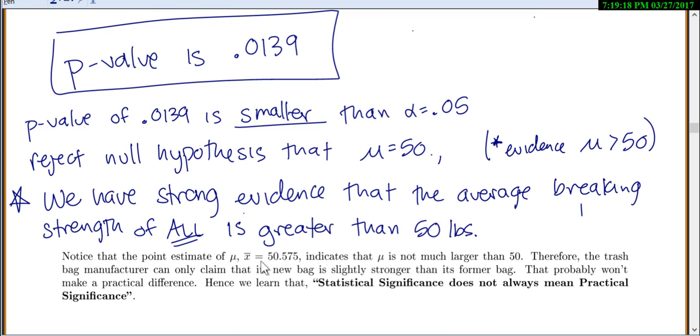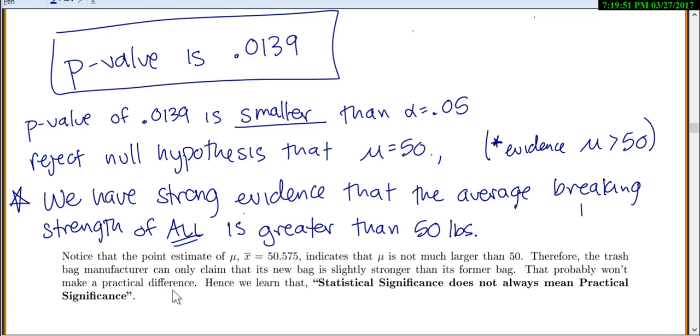Now notice here that our point estimate of mu, or our sample mean of 50.575, indicates that mu is probably not much larger than 50. So we said we do have strong evidence that it's greater than 50, but how much greater is it? It went from 50 to 50.575. Is that going to make a difference to you as a consumer? No, you probably don't care that it's half a pound greater, right? And so here we learned that statistical significance doesn't always mean the same thing as practical significance.